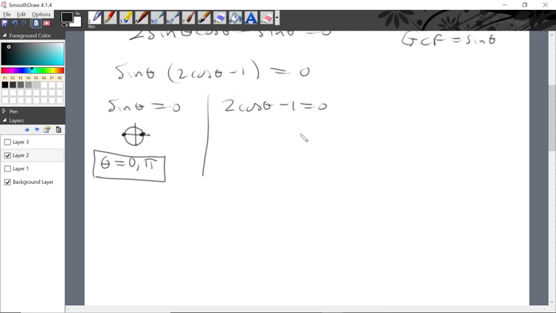Now, the 2 cosine theta minus 1 equals 0. That's solving for cosine. We get cosine theta is equal to 1/2. Now, using the geometry of the unit circle, the cosine of theta is the x-coordinate, and the x-coordinate is greater than 0 whenever we're in quadrant 1 or quadrant 4. So we have a quadrant 1 solution and a quadrant 4 solution. In quadrant 1, I'll call that one theta 1, and in quadrant 4, I'll call that solution theta 2.